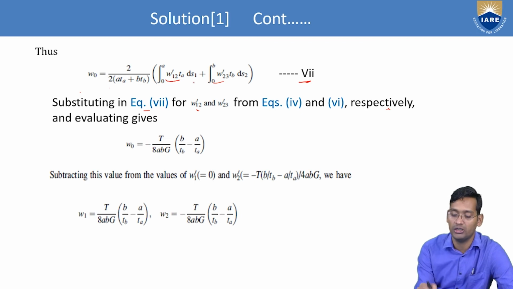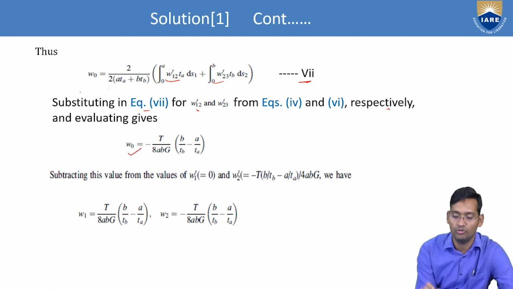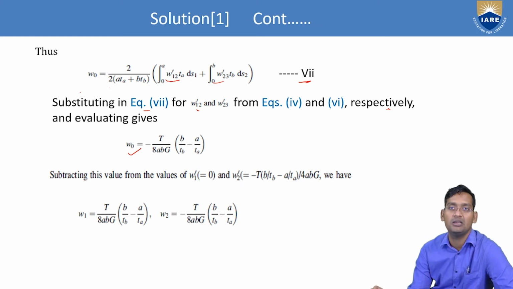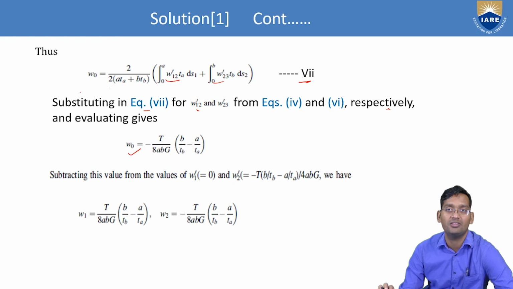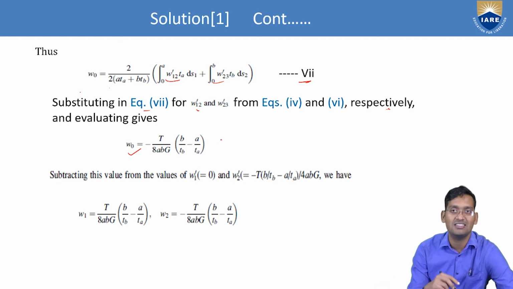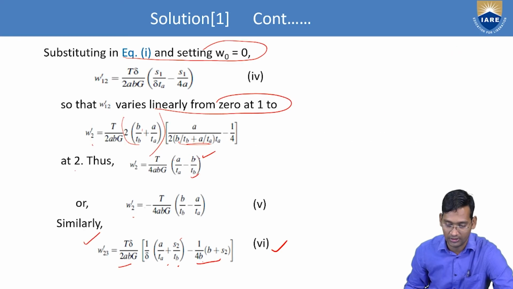After substituting here, integrate and simplify. Then what will we get? W naught equals minus T by 8ABG into (B by TB minus A by TB). You can see that is similar to the previous one. Hence, subtract this value from the values of W1 dash. Just see what you are getting.